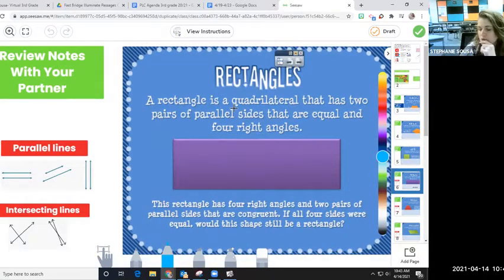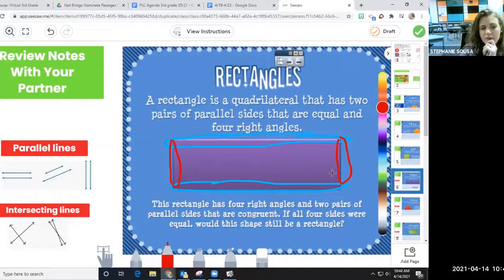Rectangle, we took notes on. That's a quadrilateral that has 2 pairs of parallel sides. Here is a pair, and here is the other pair. So that's 2 pairs. There's a red pair and a blue pair, and it has 4 right angles. The corners make perfect squares. They're perfectly straight across and up and down.